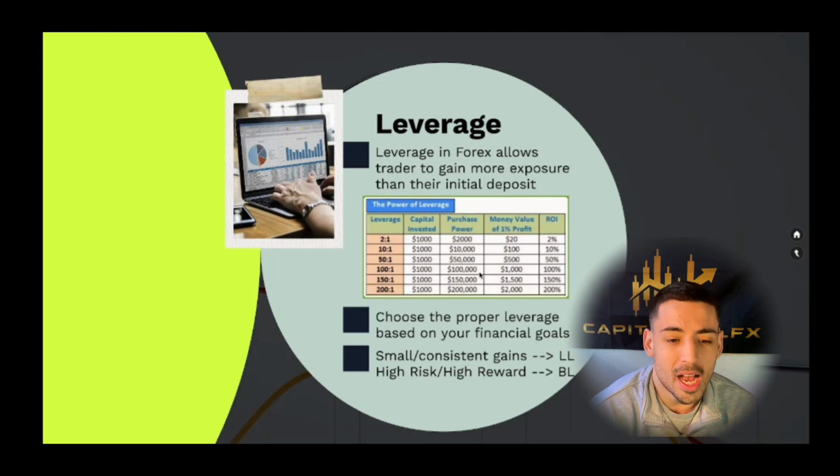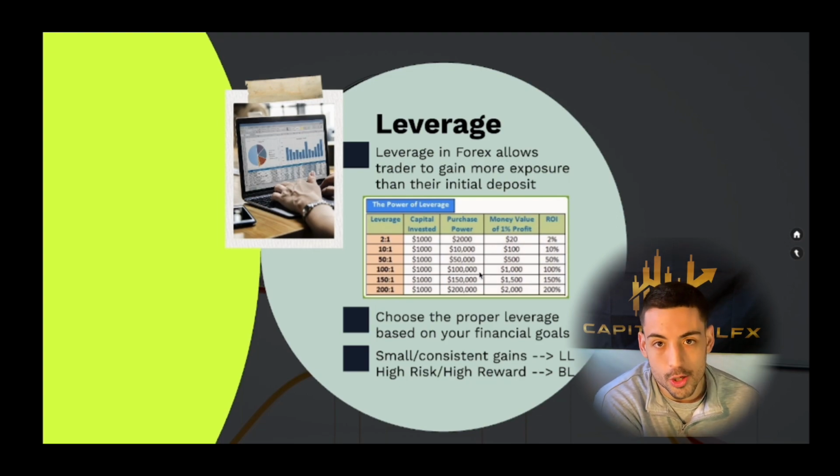Leverage in Forex allows a trader to gain more exposure than their initial deposit. So let's say you deposited $1,000 into a Forex account, right? This doesn't mean that you could only trade $1,000. This means that you could trade more than $1,000 based on your leverage.